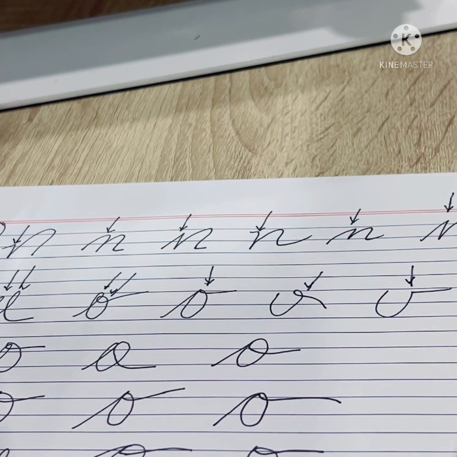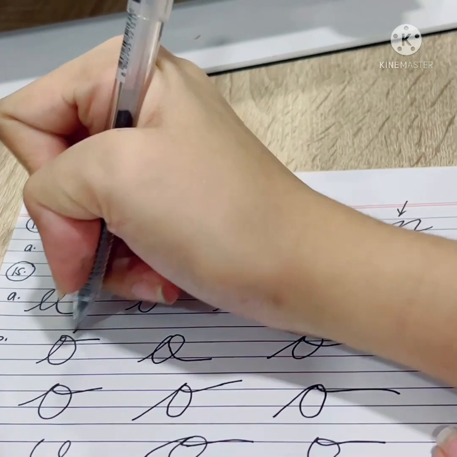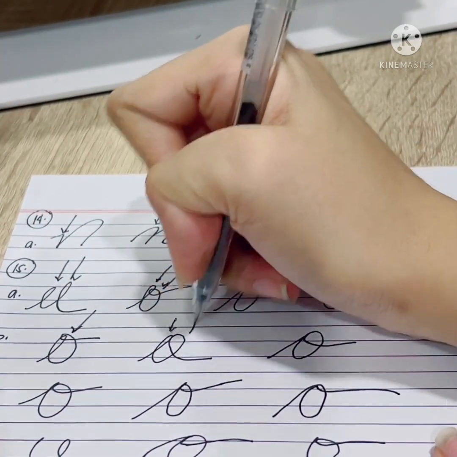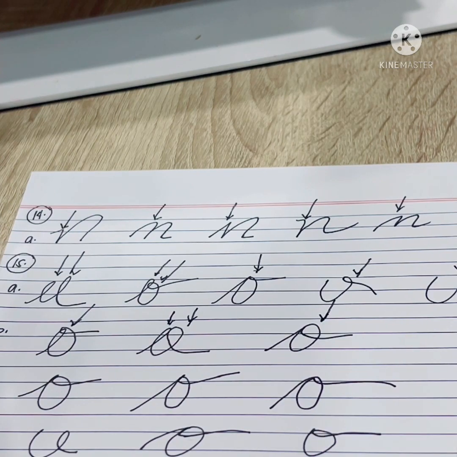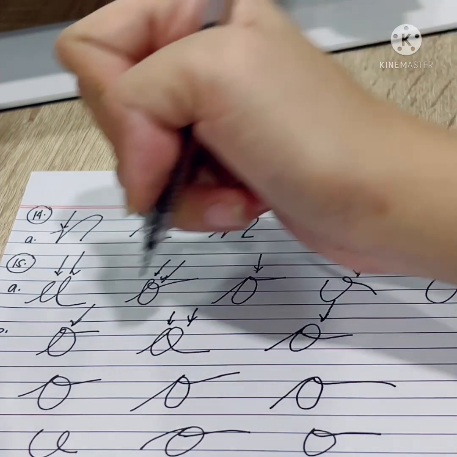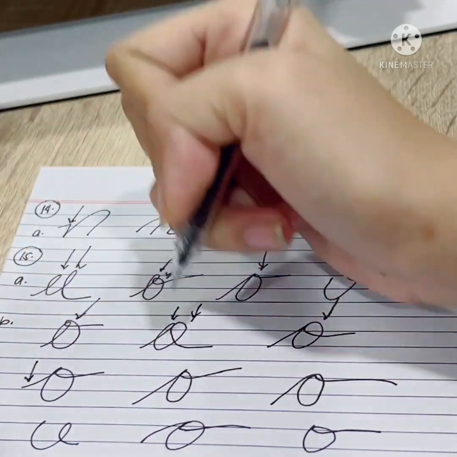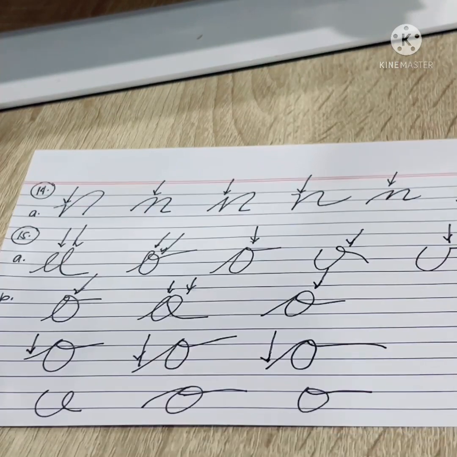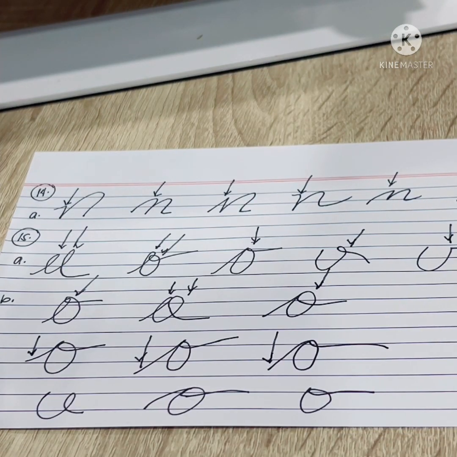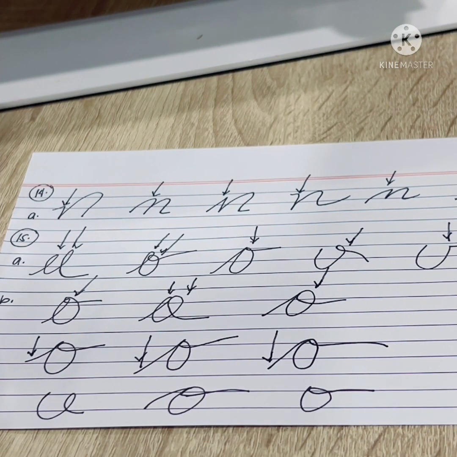B. Does the initial stroke form an eyelet with the oval? C. Is the base of an oval on, below, or above the baseline? D. At what point was the oval closed?